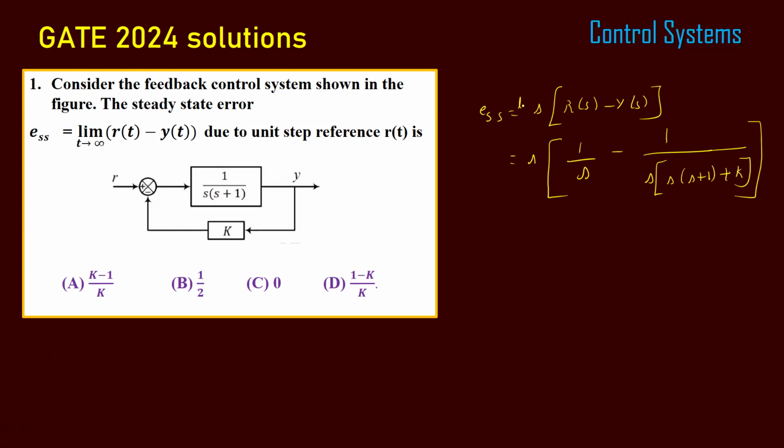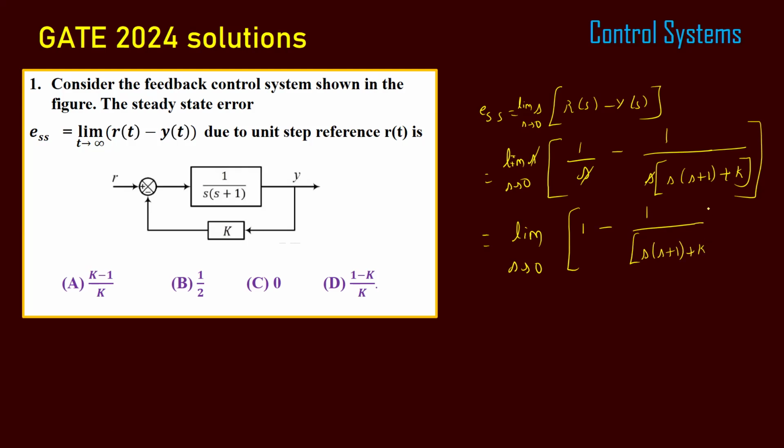So this is limit s tends to 0. Here also limit s tends to 0. Okay. So s is common, so we can cancel out this for each term. Again, limit s tends to 0, 1 minus 1 by s into s plus 1 plus k.